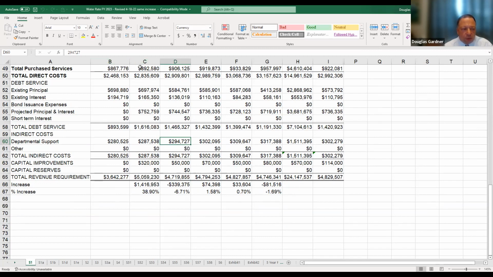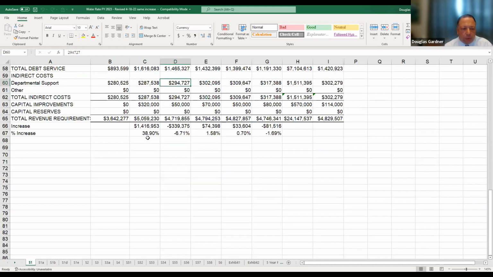That includes all the salaries, all the expenses, again, all the debt, the new debt, that 752,000 that's coming on board, and then the indirect costs and the other capital improvements. So this is what we need to come up with. So how do we get there?